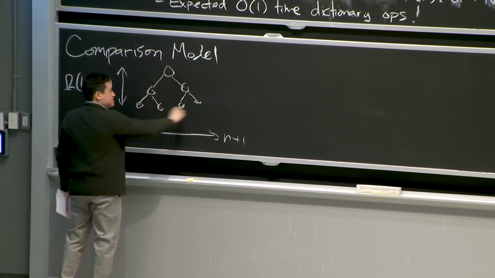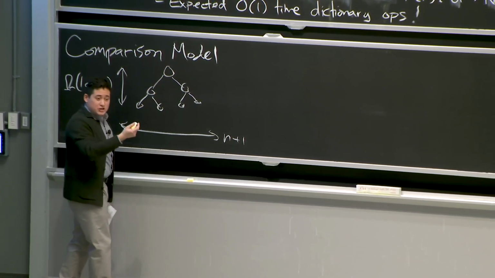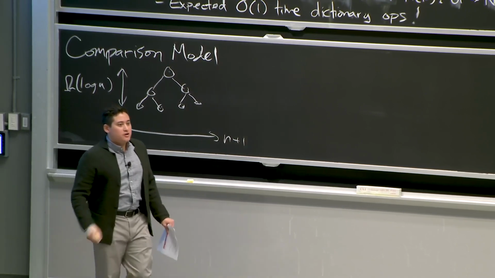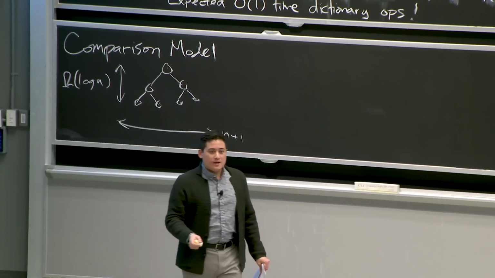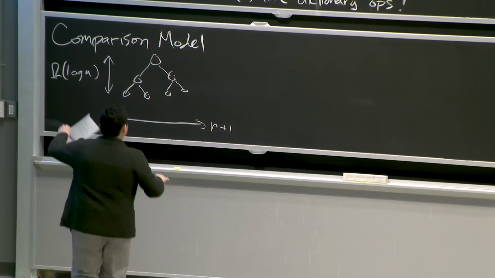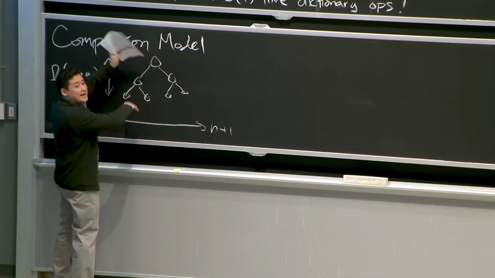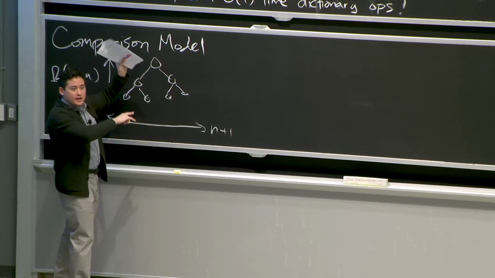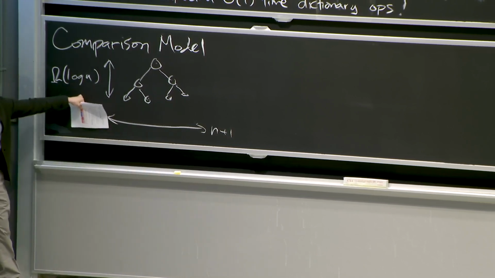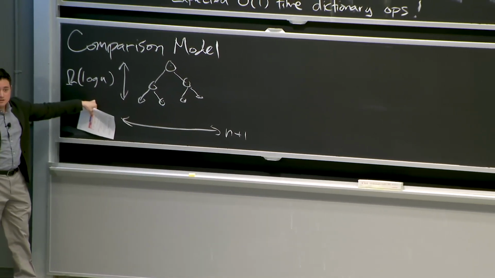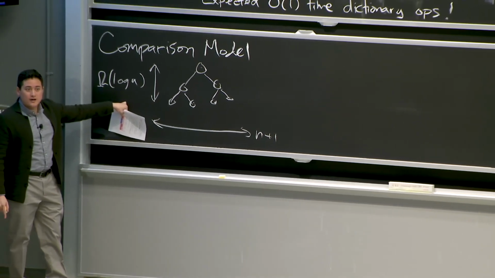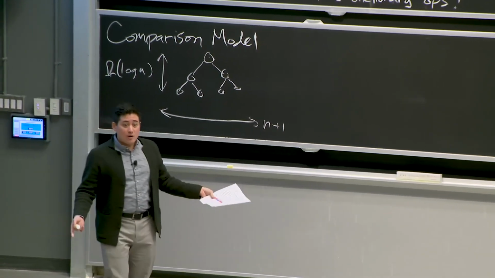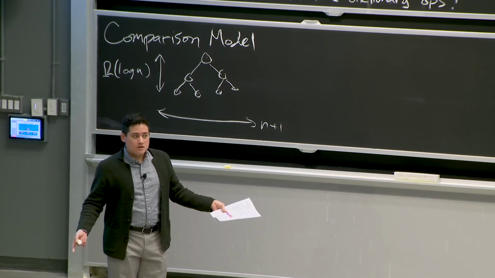If this decision tree represented a search algorithm, I had to walk down and perform these comparisons in order, and reach a leaf where I would output something. So if the minimum height of any binary tree on a linear number of leaves is log n, then any algorithm in the comparison model also has to take log n time, because it has to do that many comparisons to differentiate between all possible outputs. Does that make sense? All right.